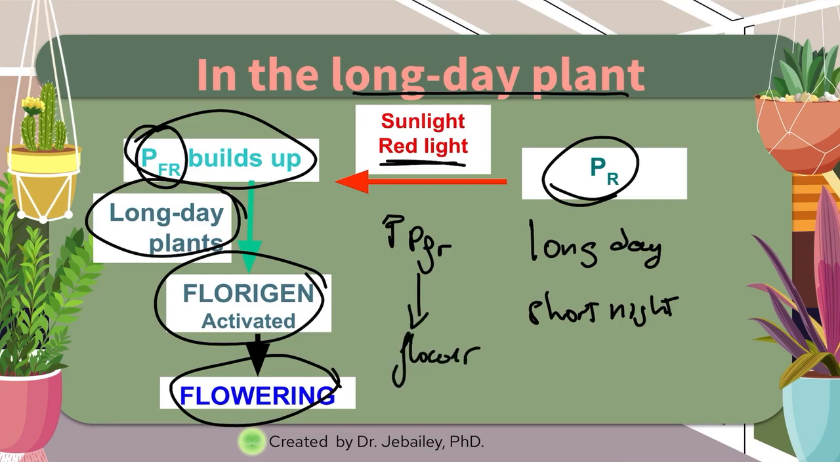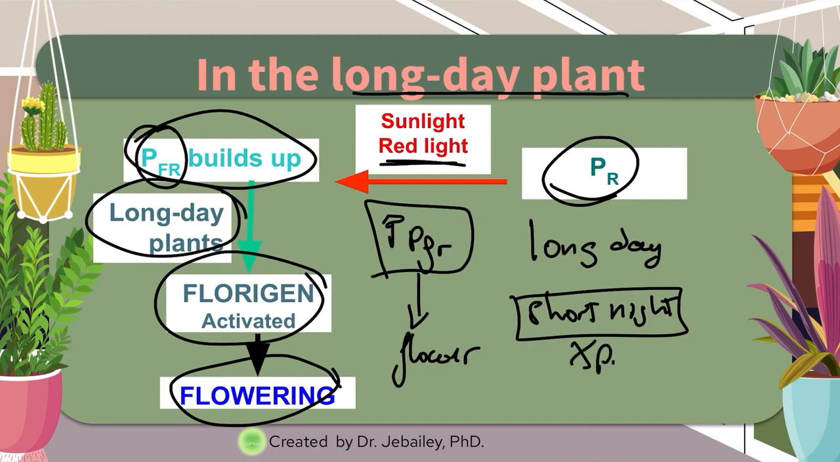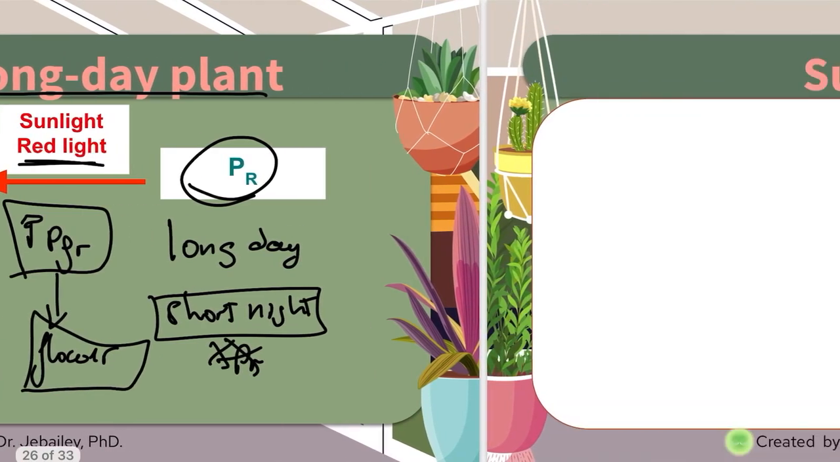So if you want a lot of this, what do you want? You want to have a very short night because you do not want to go back to PR. You want to stick to PFR. So that's why you have a long day with a lot of conversion to PFR. During the night, you barely go back to PR. You keep them as PFR, and this way the flower will happen. But that's for the long day plants.